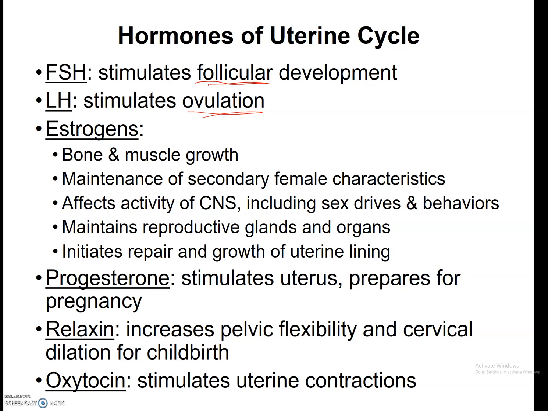It definitely affects the function of the central nervous system, including sex drive, affecting behaviors, affecting memory and attitudes towards the world. Estrogen helps maintain reproductive glands and organs. It does help initiate the repair and growth of uterine lining. So after menses occurs, the estrogen that's secreted by ovaries helps trigger that functional zone to repair itself.